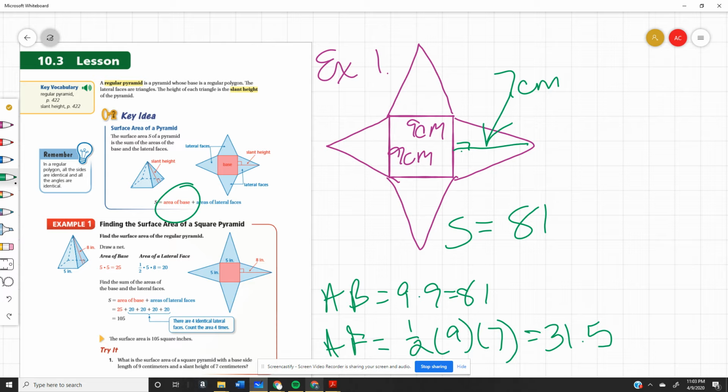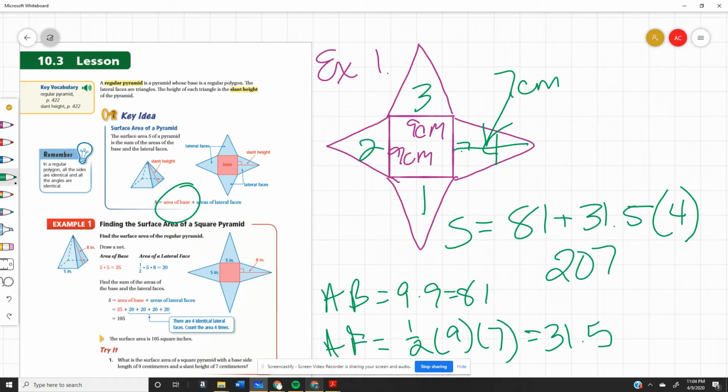Okay? Now, I am going to multiply that. I'm going to say plus 31.5, and I'm going to multiply that 31.5 times 4 because I have 1, 2, 3, 4 faces, okay? So I'm just going to plug that into my calculator. So I'm going to say second answer times 4 plus 81, and I get 207 centimeters squared for the surface area of a regular pyramid with base lengths of 9 centimeters and a height of 7 centimeters. And that answer is correct.